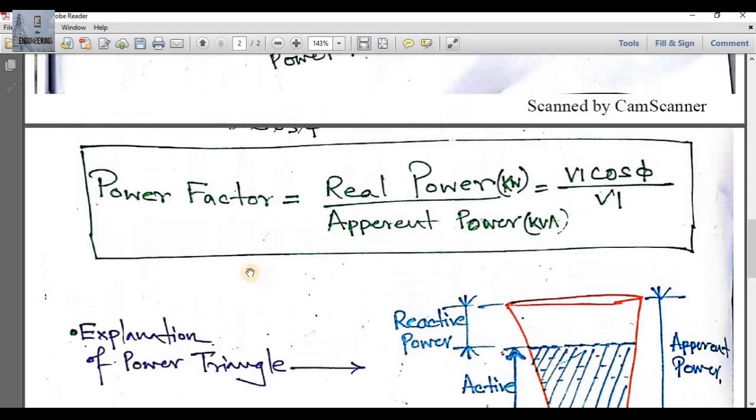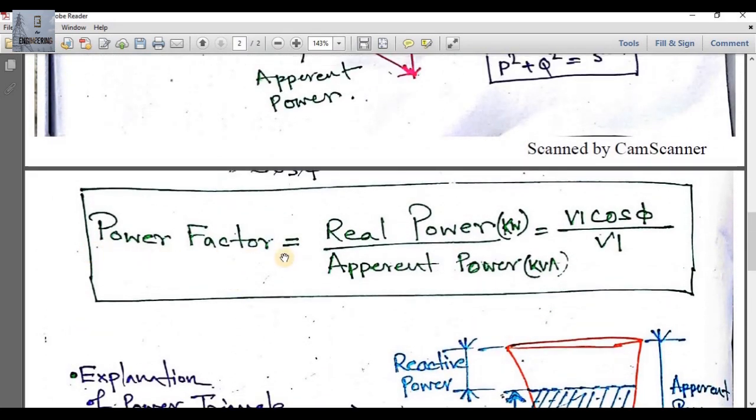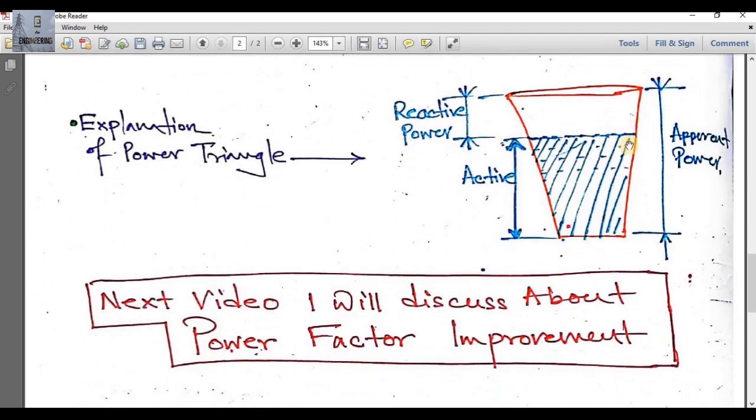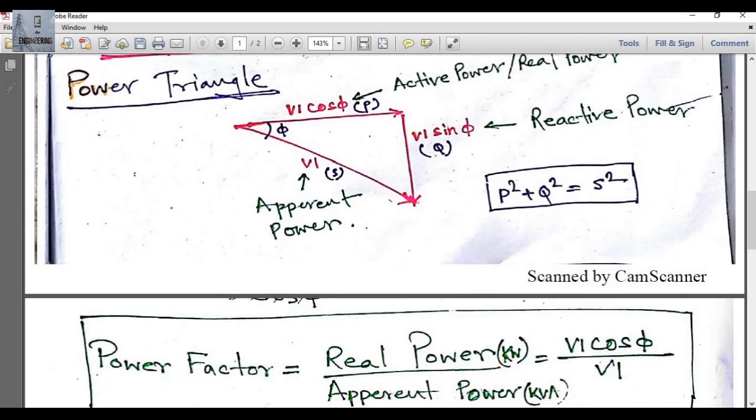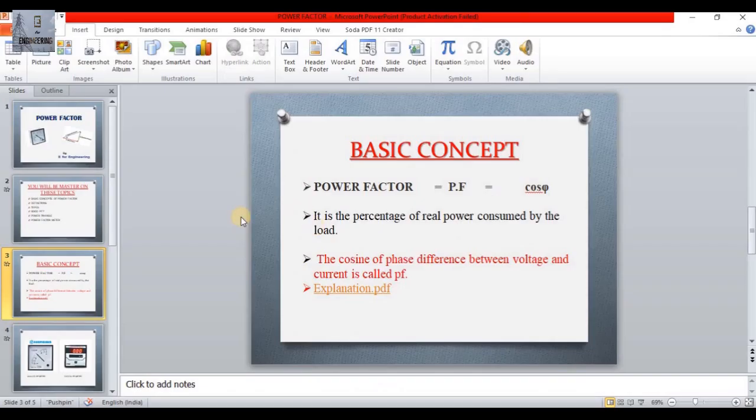From the power triangle we get the formula of power factor: the ratio of real power to apparent power, or kilowatt by kVA, gives the power factor. Okay, so in the next video I will discuss power factor improvement. That is very important for electrical engineers. So let's go to our last topic.